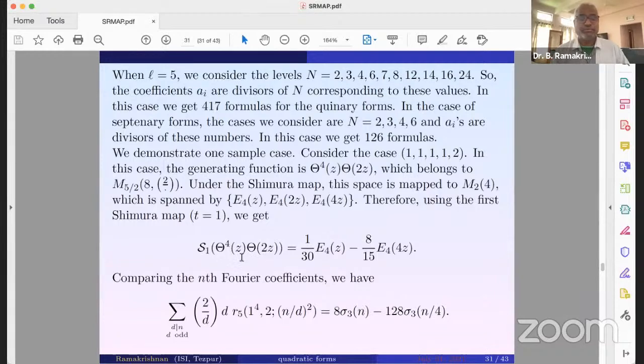I'm just writing in terms of that one because this is the function theta power 4 of z, theta of 2z, the generating function. The image is exactly 1 by 30 E4 of z minus 8 by 15 E4 of 4z. Comparing the nth coefficients, you apply the Shimura map on this definition, and then what we get is summation d dividing n, d odd, 2 by d, d r5 of 1 power 4 comma 2, n by d square is 8 times sigma 3 of n minus 120 times sigma 3 of n by 4. These are the coefficients of this Eisenstein series E4.